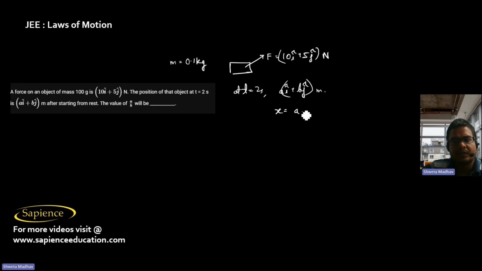So r vector equals a i cap plus b j cap, and it starts from rest. It means at t equal to 0, the initial velocity u vector is 0. The value of a by b has been asked. A by b value is how much?